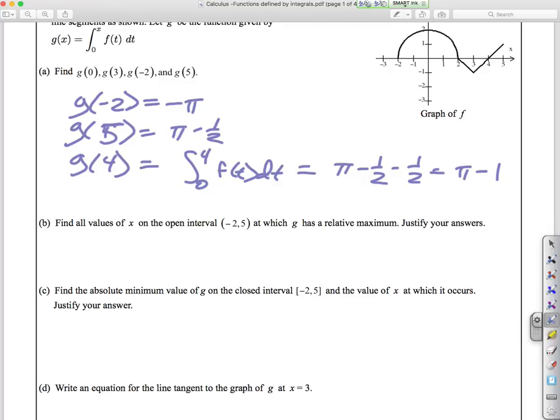So I'm looking for the absolute minimum. What is the absolute minimum, and where does it occur? Negative pi, and it occurs at x equals -2. Now it says justify your answer. What do I do to justify my answer? Your work. It is my work. It's a trick question. Remember, on absolute extrema, your work is your justification. That's the only time. So, absolute minimum is negative pi, and it occurs at x equals -2.